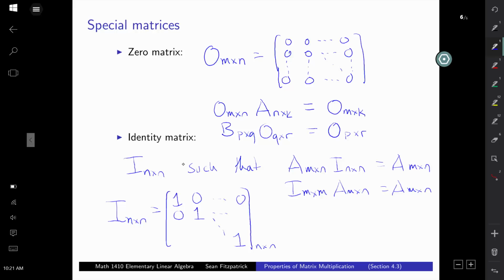So that's what the identity matrix looks like. Ones down this so-called main diagonal, like so, and zeros everywhere off of that diagonal. That's the identity matrix. And you can check that it satisfies these properties. Okay, that's it for matrix multiplication.